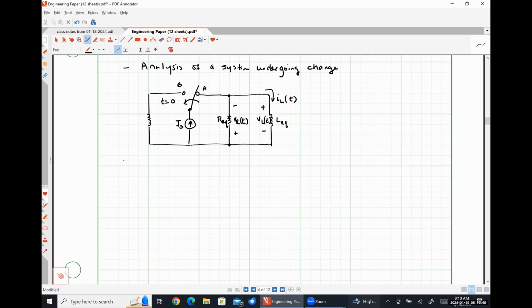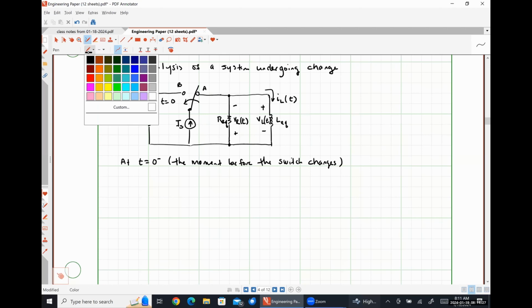Okay, so let's start with what's going on at t is equal to 0 minus, which is the moment before the switch changes. So at t is equal to 0 minus, we are going to make an assumption here that the circuit has been in this condition for a very, very long time, so that we're at DC steady state.